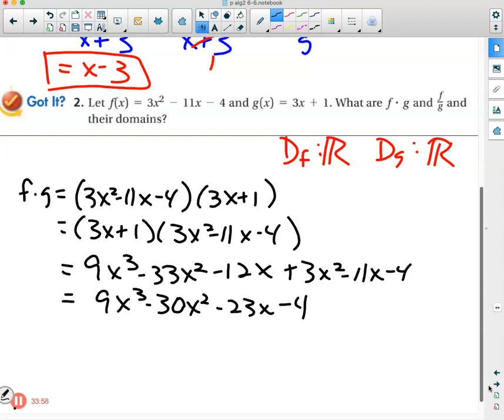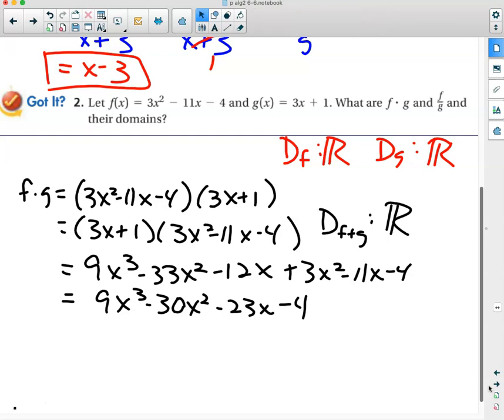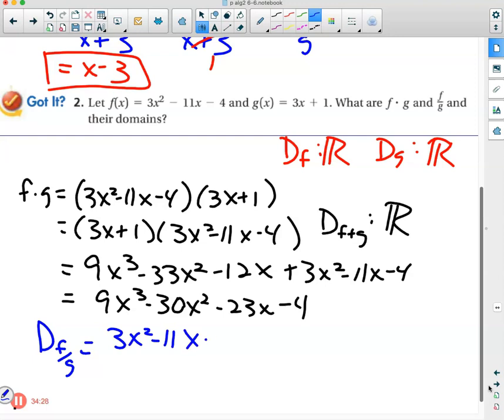So let's look at the domain of f times g. While we were doing all that math, did division suddenly pop up out of nowhere? Any even roots pop up out of nowhere? All reals. But we're ready for the next one. We're ready. Domain of f divided by g. 3x squared minus 11x minus 4 over 3x plus 1.